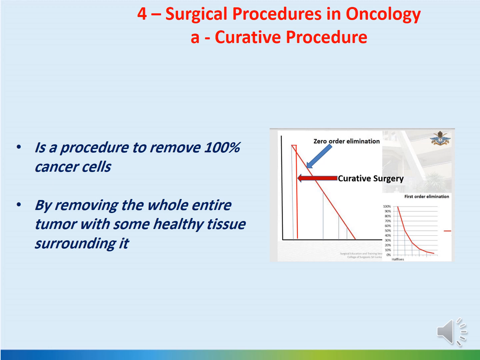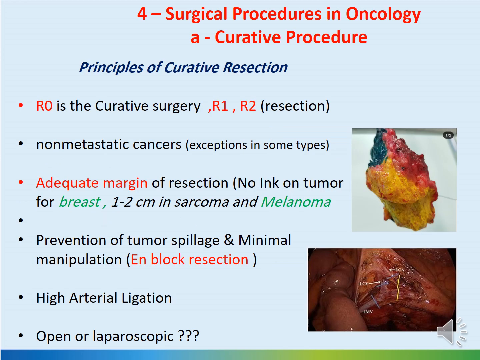The definitive surgery, as mentioned before, the aim is to remove the whole entire tumor with some healthy tissue around the mass. So we have to remove all the mass as a definitive or curative surgery. Here, actually, we have some points in a curative surgery. We have to talk about this.